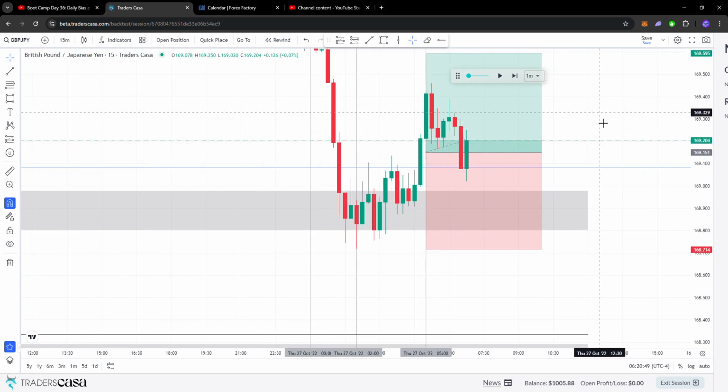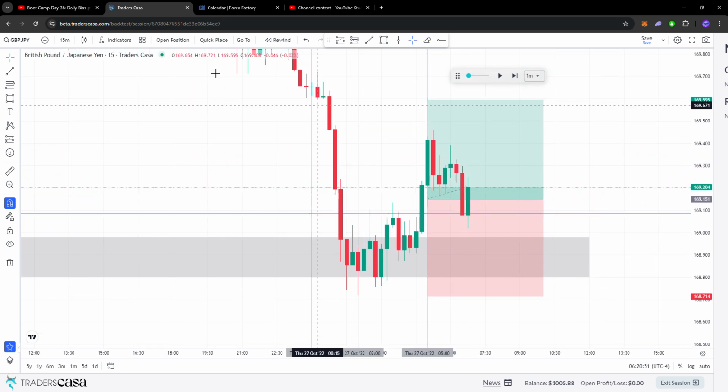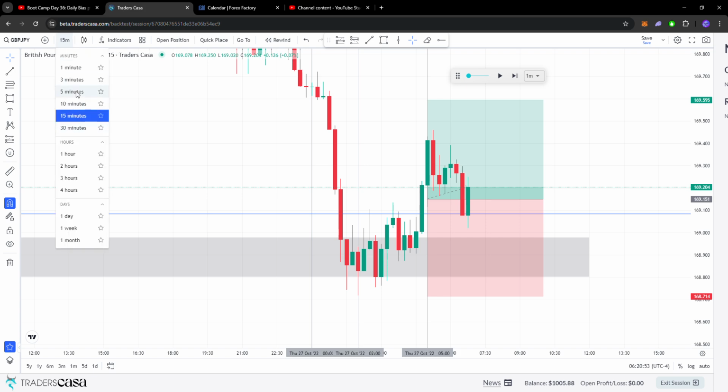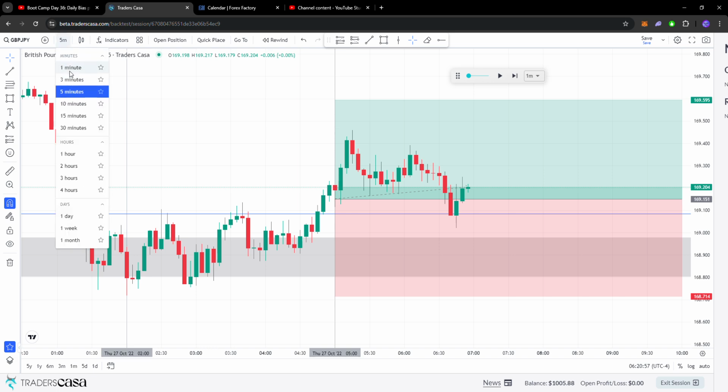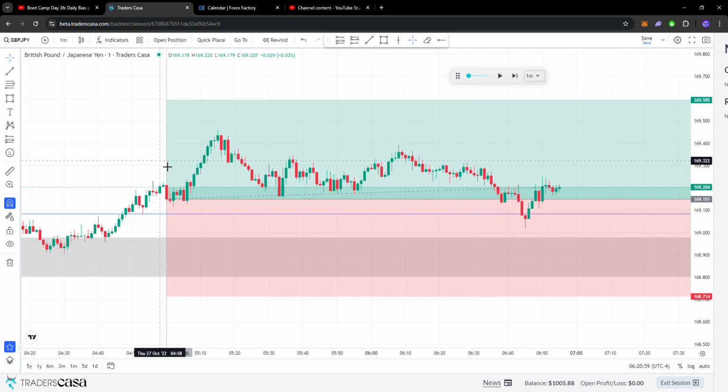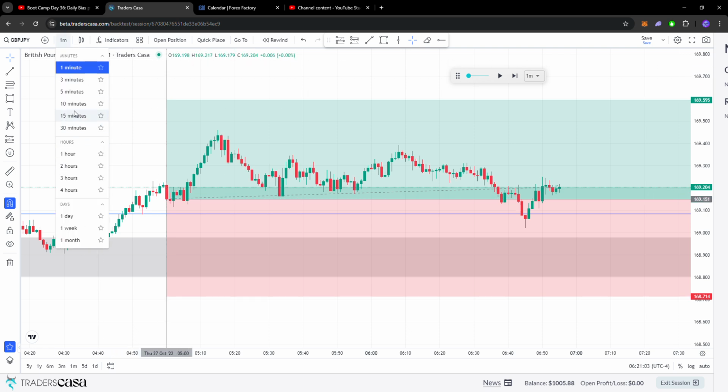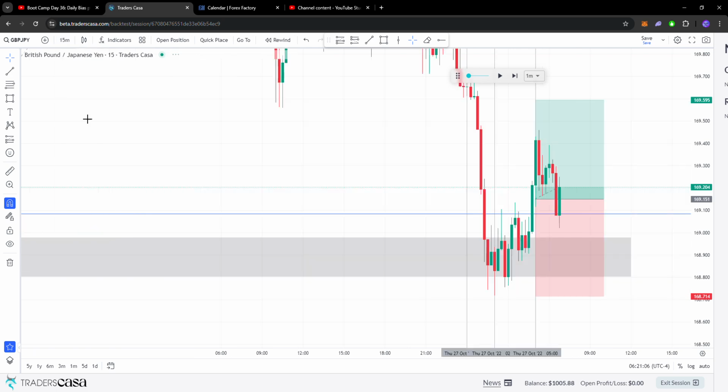But I didn't realise that it was right on the edge of London. I don't know if it would have been in or not, you know. Technically it would have been after London, so I shouldn't have even took this trade, which is bad. Idiot.